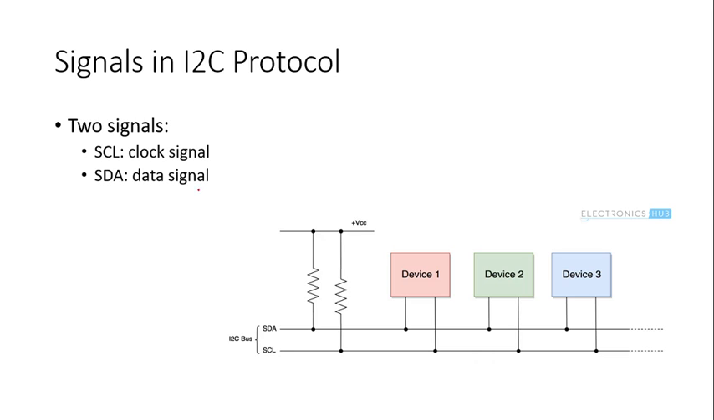So how does it work? Here it is working with two signals. One is SCL, serial clock signal, and second is SDA, serial data signal. So SDA is connected between all the devices. This is device 1, this is device 2, this is device 3. So three devices are connected with one serial clock line and one serial data line. Okay. So when you are connecting n number of devices in the system, you are still working with only two signals, serial clock and serial data.